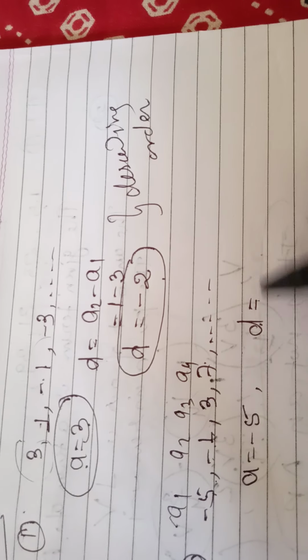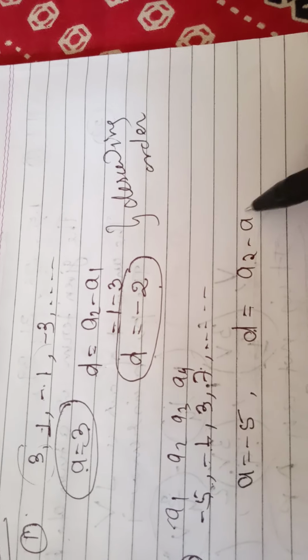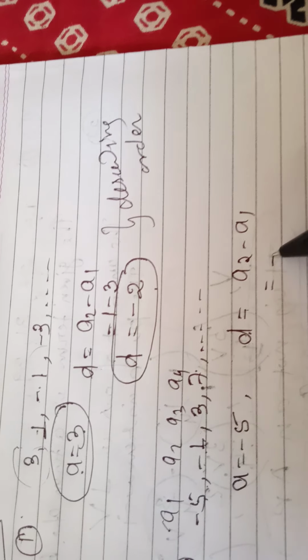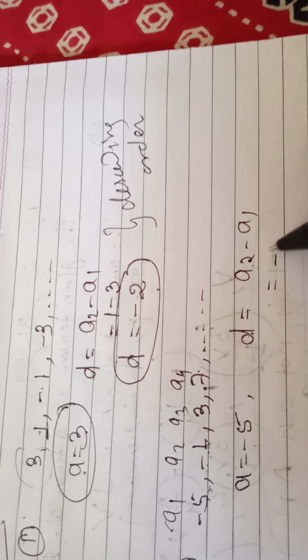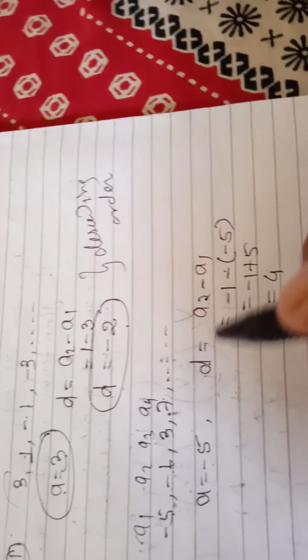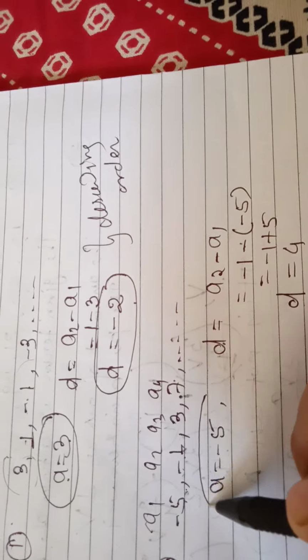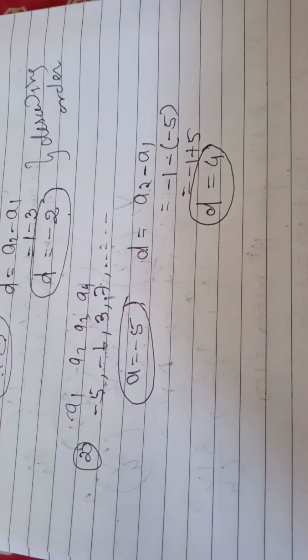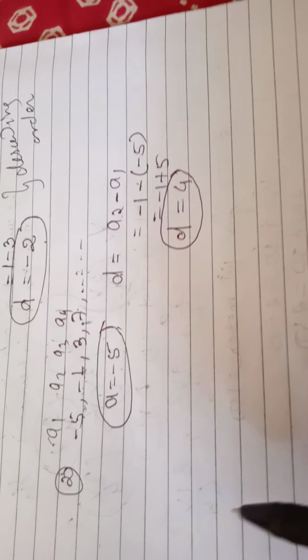So d is equal to a2 minus a1. So it is minus 1, minus of this, you can see the minus sign is kept here, and a1 is minus 5. So it is minus 1 plus 5. You will get d as 4. Clear? So we got the two answers: a is equal to minus 5 and d is equal to 4. Can you see it is just the inverse of question number 2. Now the third question.